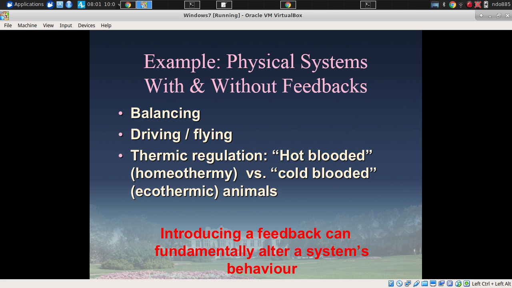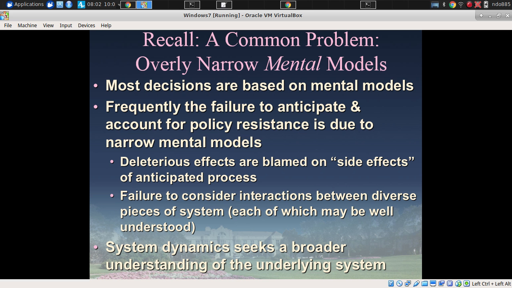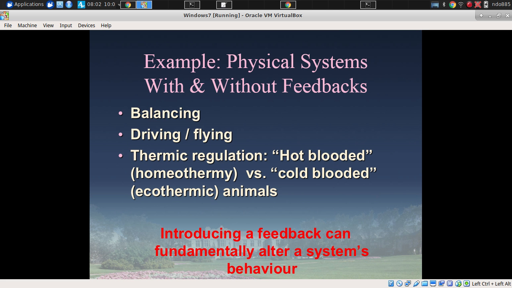Think about how you got here this morning. Driving in will be absolutely hopeless. Walking in will be absolutely hopeless without feedback. Look where you are and you adjust your mental model. Important sort of forward link to something tomorrow. And even at a biological level or taxonomic level, we divide things between hot-blooded animals and cold-blooded, things which regulate their internal heat and those that don't. Introducing a feedback can fundamentally alter a system's behavior.